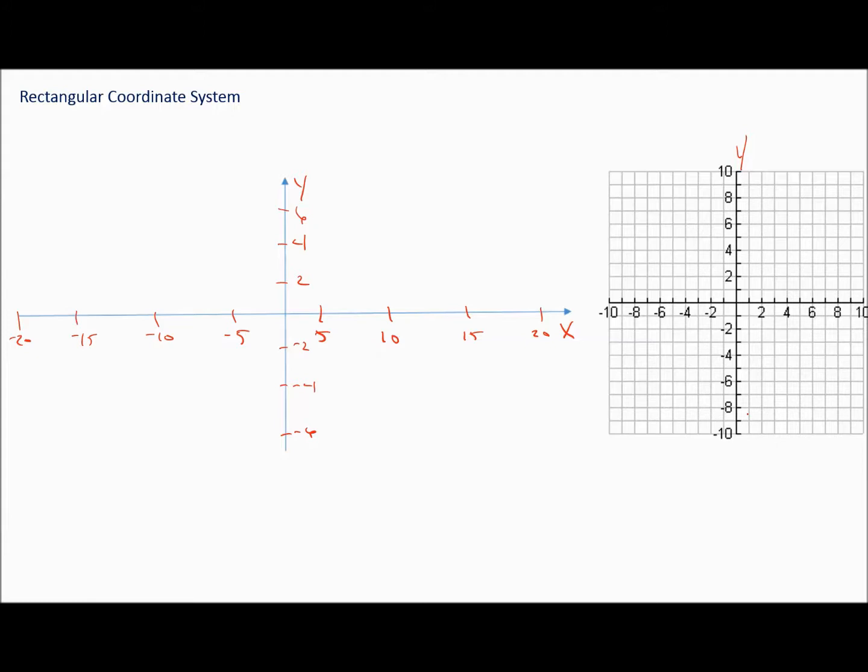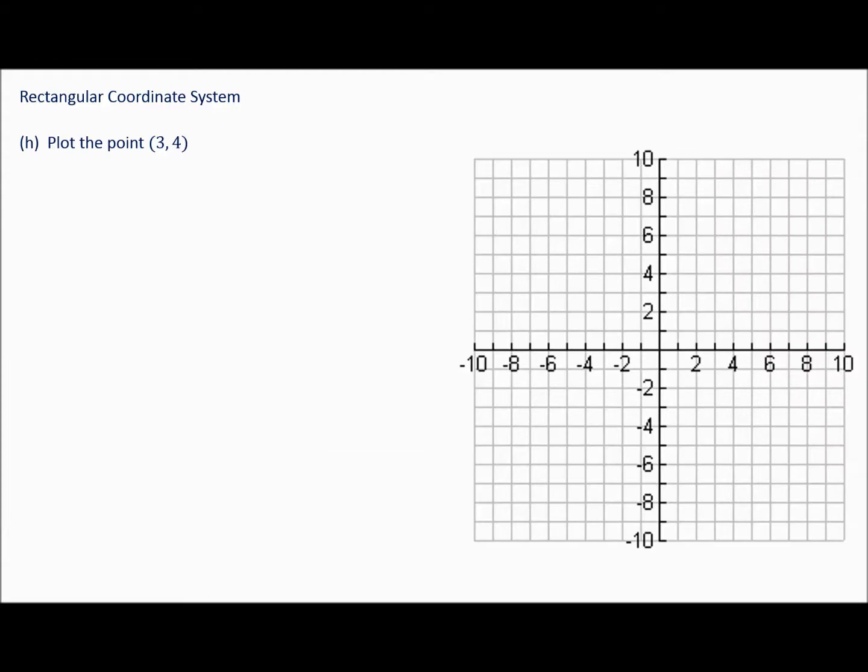Sometimes you fill out the scale yourself, and sometimes it's already done for you, like the one on the right. Now what I want to do is show you how you plot a point on a rectangular coordinate system. So remember, a point is always an ordered pair. So I have 3, 4. Remember, x comes first and then y. So my x value is 3 and my y value is 4.